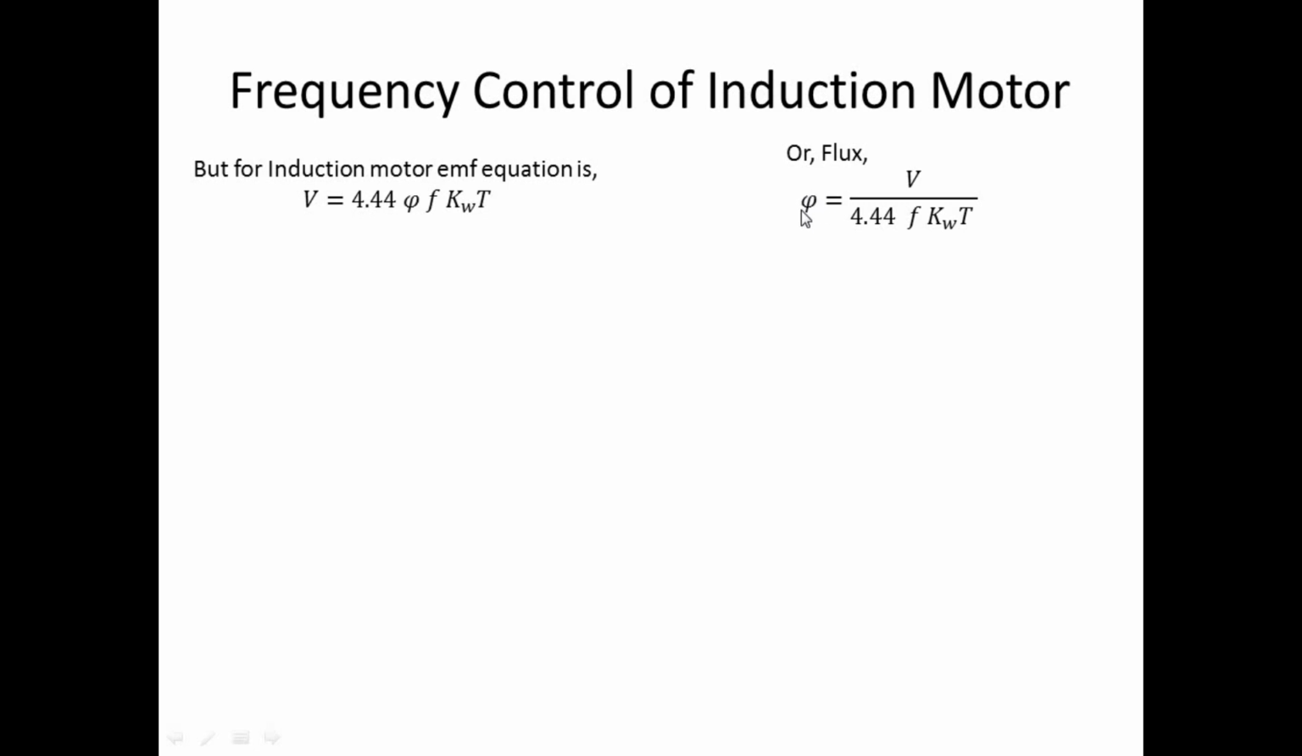So we can say if speed is increased by increasing frequency, flux gets decreased. So this is an undesirable situation. Okay, so this is a demerit of this frequency control.